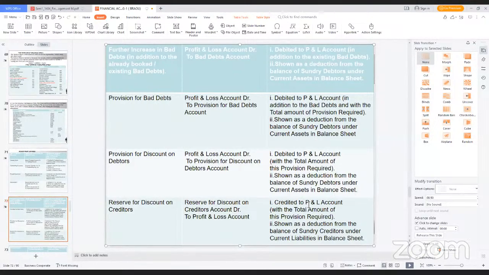And it should be credited to the P&L account with the total amount, whatever the provision is required. The same thing is shown as a deduction from the balance of sundry creditors. From the sundry creditors, which is under the current liabilities in the balance sheet, you have to deduct it.